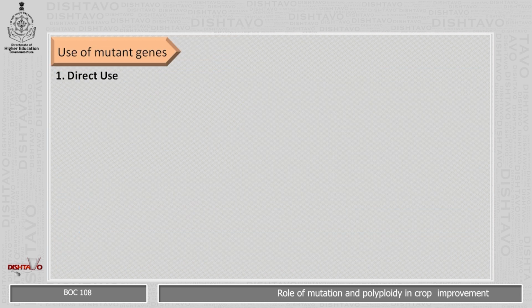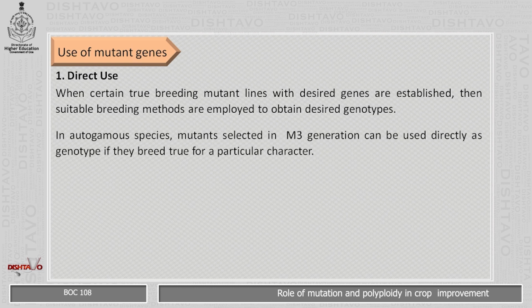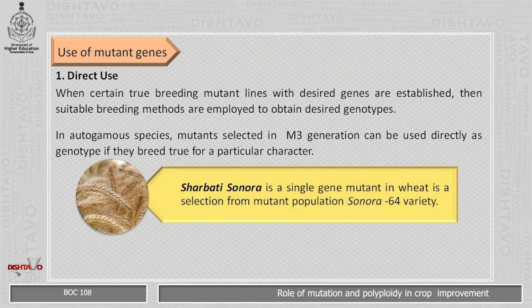The use of mutant genes. Direct use. Now, when certain true breeding mutant lines with desired genes are established, then suitable breeding methods are employed to obtain desired genotypes. In autogamous species, mutants selected in M3 generation can be used directly as genotype if they breed true for a particular character. For example, Sharbati Sonora is a single gene mutant in wheat population which has been derived from Sonora 64 variety.